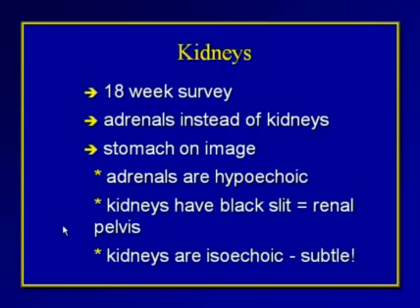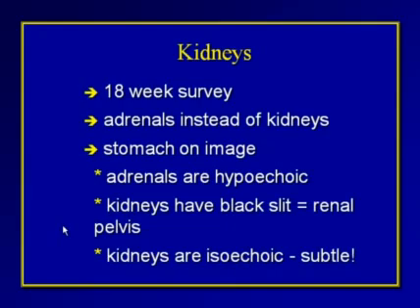A few words about mistakes that can occur in the kidneys. The kidneys in particular can be very challenging on the 18-week survey, and a typical mistake that happens is that the adrenal glands are identified and labeled as kidneys rather than the kidneys themselves. Your clue that you could be looking at the adrenal glands is if the stomach is on the image, because the stomach is typically higher than the level of the kidneys.